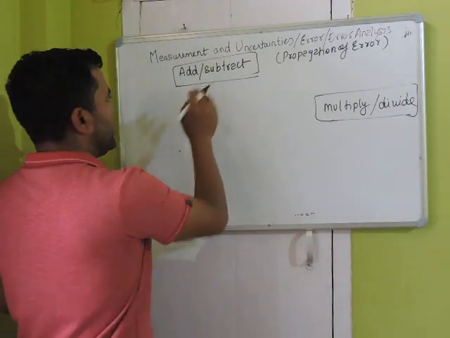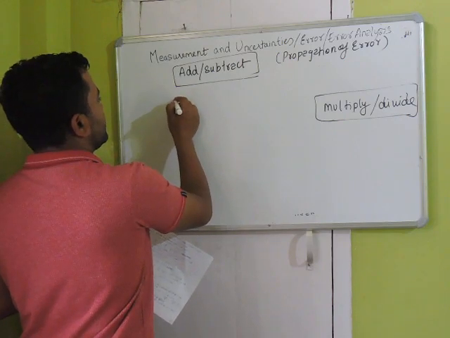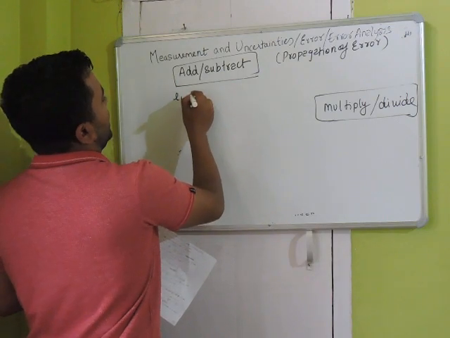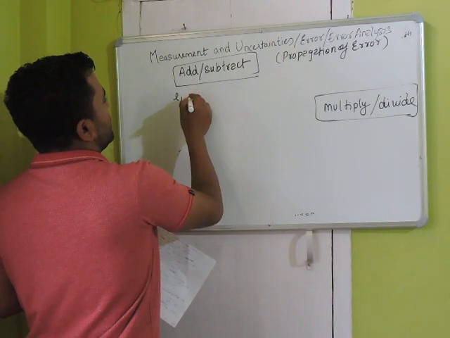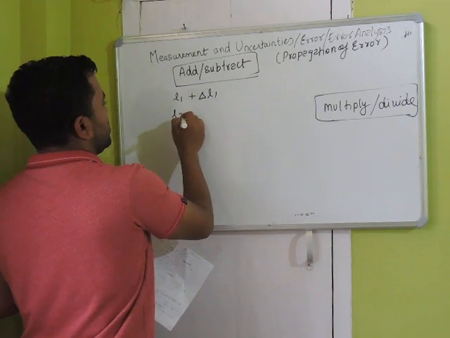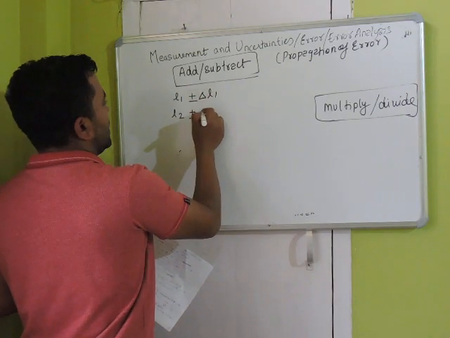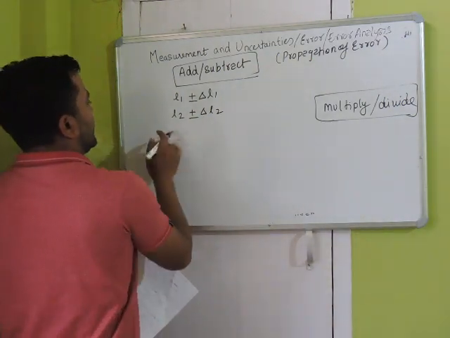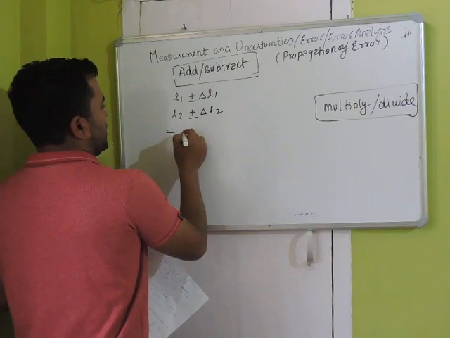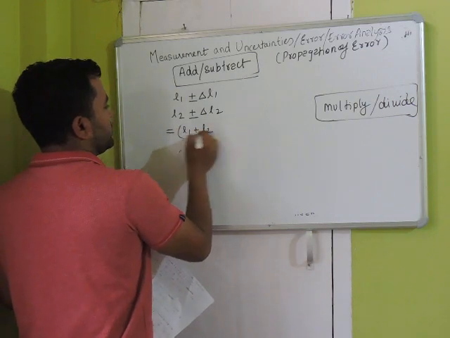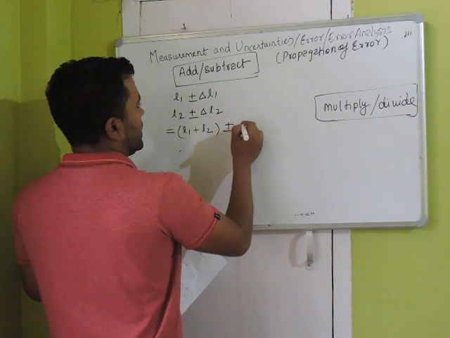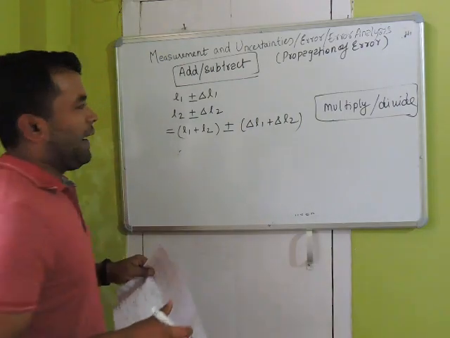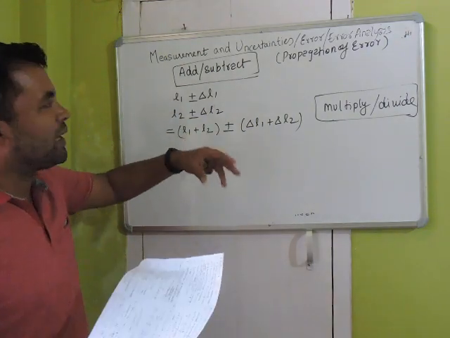So in the case of addition, suppose I have one reading L1 plus minus delta L1 and another L2 plus minus delta L2. Suppose these are two readings. If I join these two lengths, then this will be L1 plus L2 plus minus delta L1 plus delta L2. This is true for adding. The same thing can be generalized.